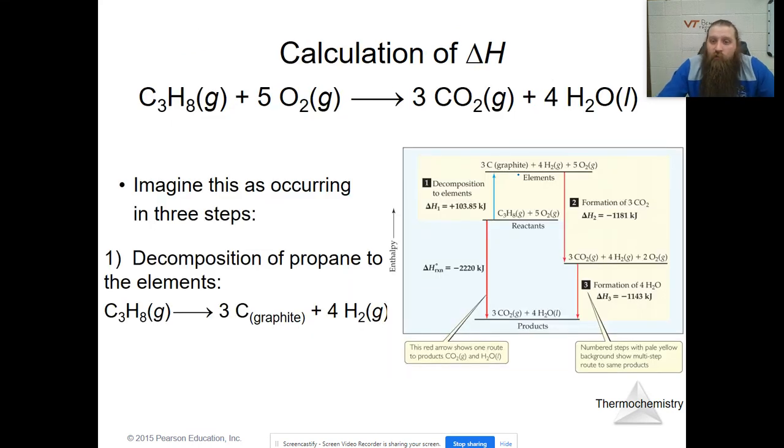And now let's actually look at one. Let's see what one of these looks like. So we're going to calculate delta H for the combustion of this propane. All right, so let me make sure that's propane, not propene.